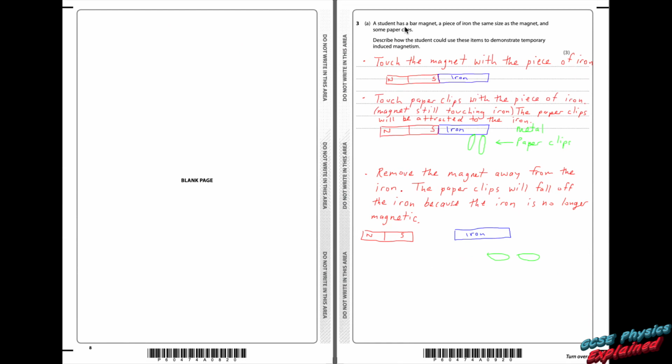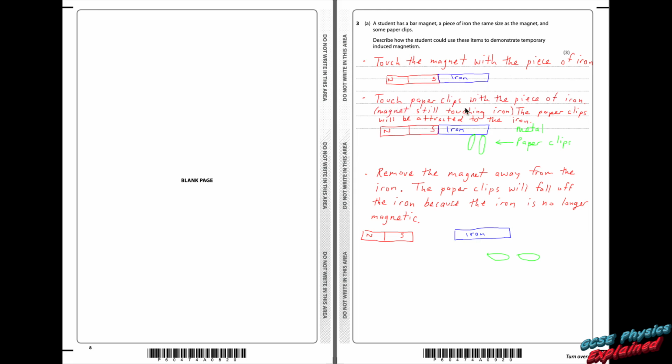Question 3. A student has a bar magnet, a piece of iron the same size as the magnet, and some paper clips. Describe how the student could use these items to demonstrate temporary induced magnetism. So, if you touch the magnet with the piece of iron, as shown in this picture, so there's the magnet, north and south, and there's the iron.